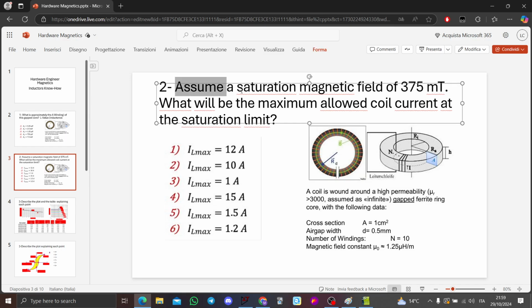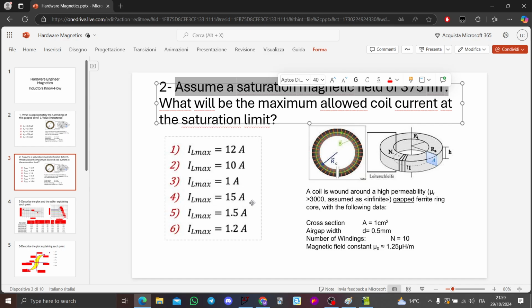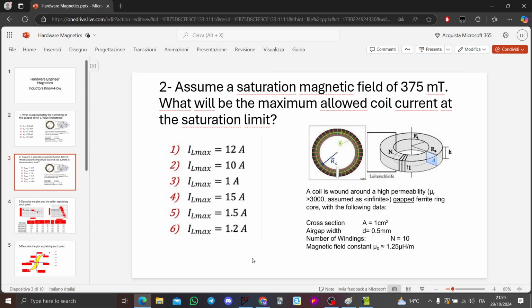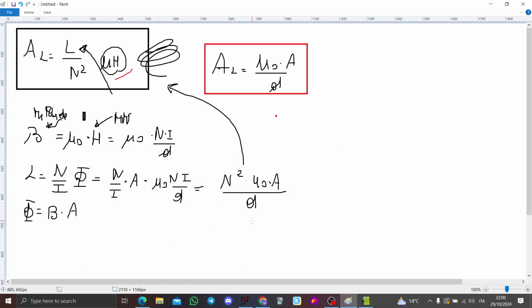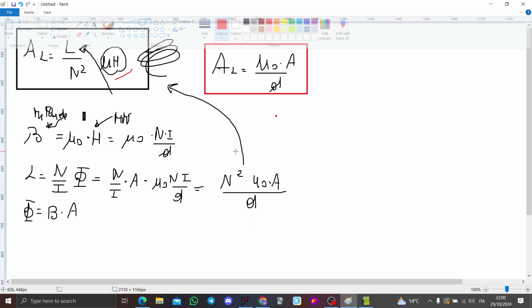Going to the second: assume a saturation magnetic field of a given value. What will be the maximum allowed current? Yes, this is also an important question because when you design a transformer and you design the gap, one important aspect is saturation. And you have to relate the saturation field with how much current you can get. This is very important, so they are going to ask you this. But if you followed carefully, you know that the answer is already given, because in this formula here, as you can see, there is already the answer.